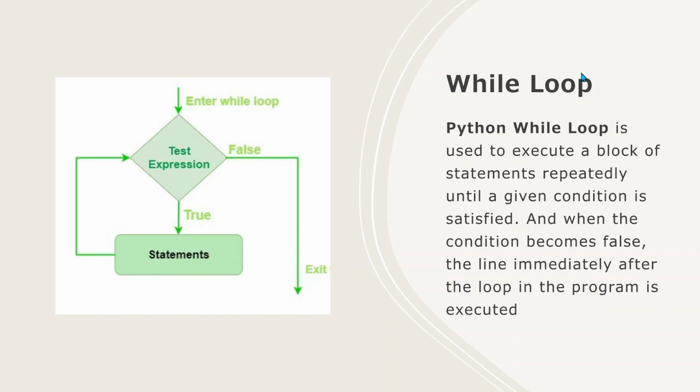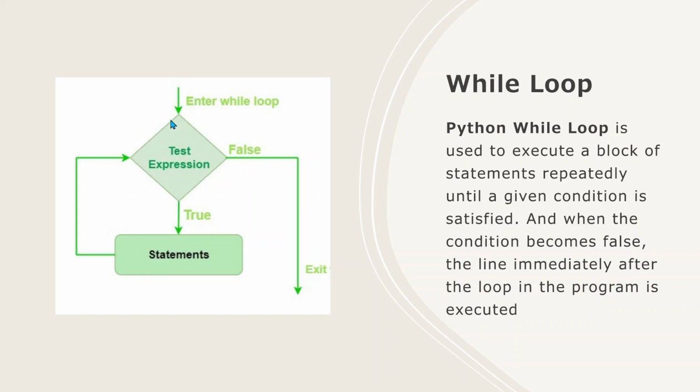First, looking at the definition: a Python while loop is used to execute a block of statements repeatedly until a given condition is satisfied. When the condition becomes false, the line immediately after the loop in the program is executed. Basically, the while loop will execute until the condition is true. As soon as the false condition is encountered, it will come out of the loop. You can use this in many kinds of situations. I will discuss a few examples so that you will have a very clear understanding of when and where to use a while loop.